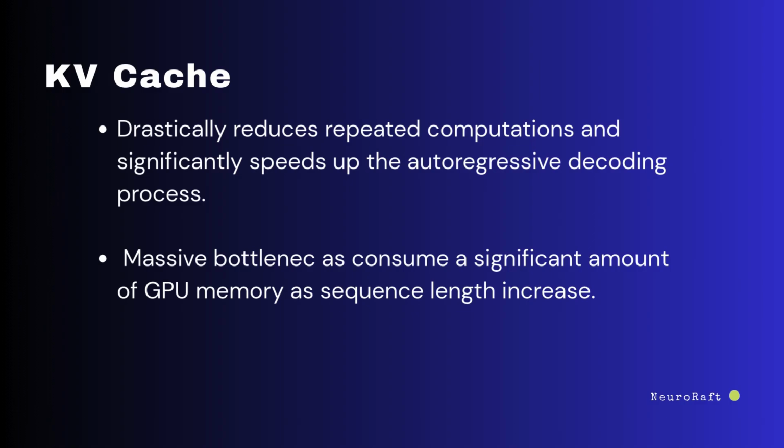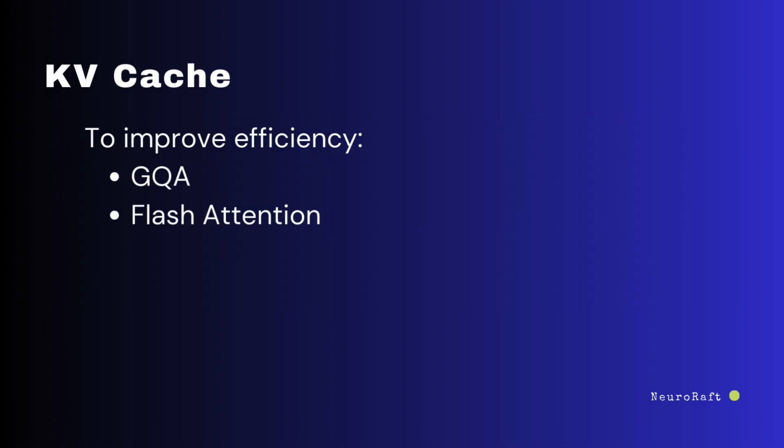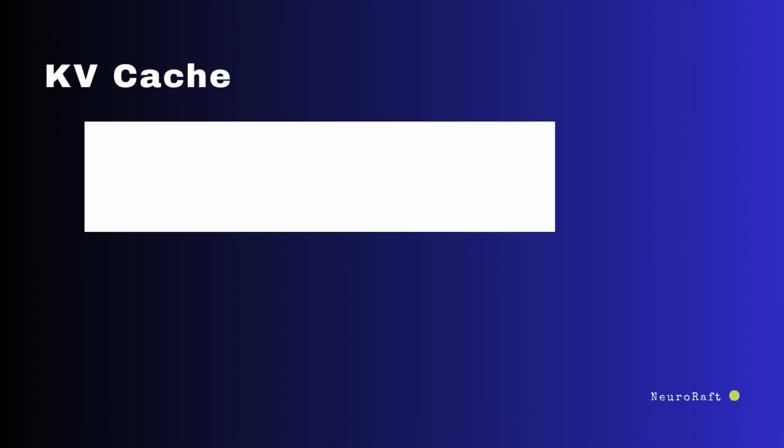However, the cache itself can become a massive bottleneck. With long conversations or large models, it can consume a significant amount of GPU memory, limiting how much text the model can handle or how many users it can serve at once. This is where advanced techniques like GQA and flash attention come in. They're designed to make this memory usage even more efficient, allowing for faster and longer context generation.